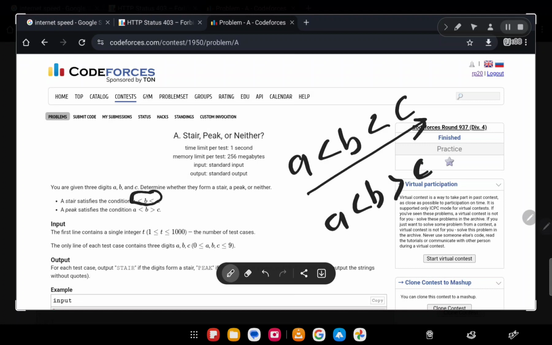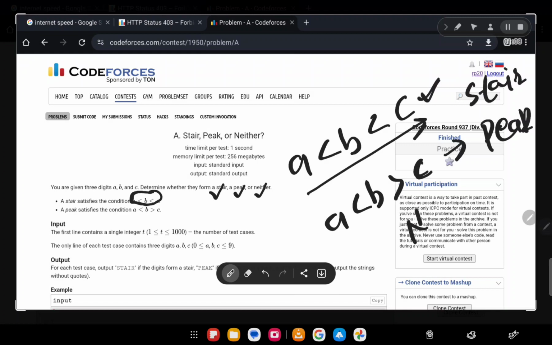So basically in this problem you are given three numbers A, B, and C, and you have to conclude if it is stair, or if it is peak, or if it is neither stair nor peak. If the first condition is satisfied, then you have to print stair, and if the second condition is satisfied, then you have to print peak, and if none of the above conditions is satisfied, then you have to print none. So basically this was the problem.